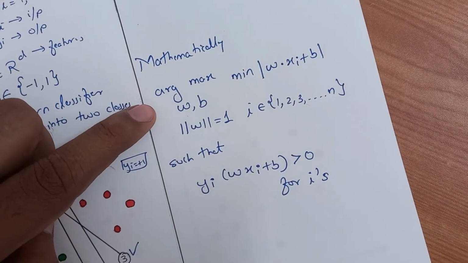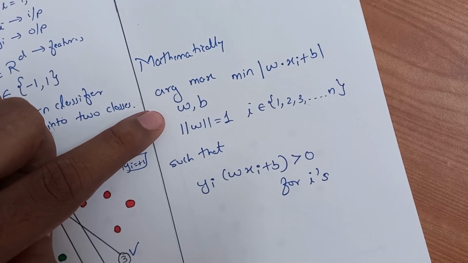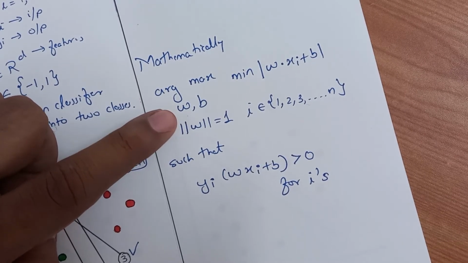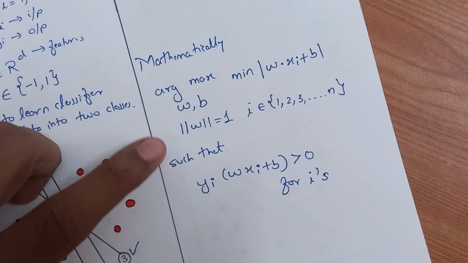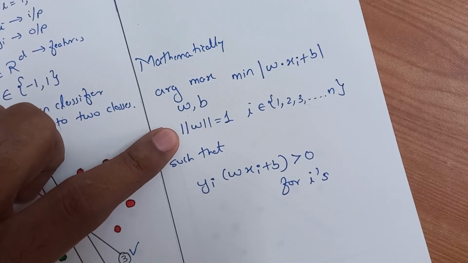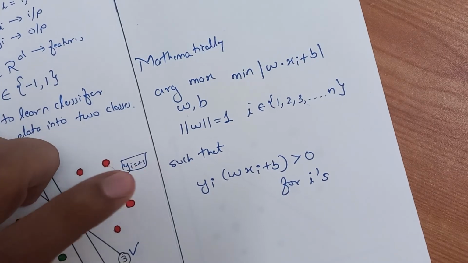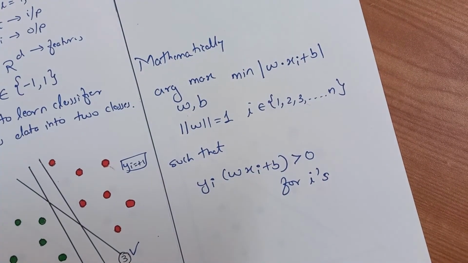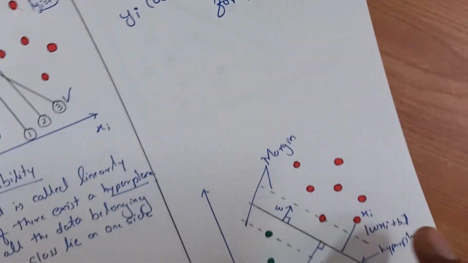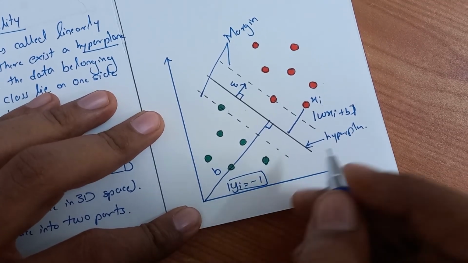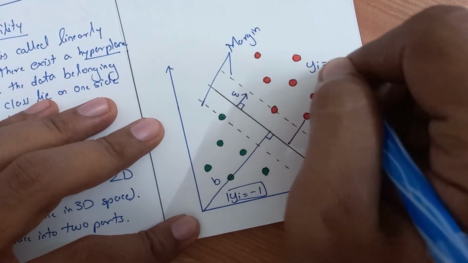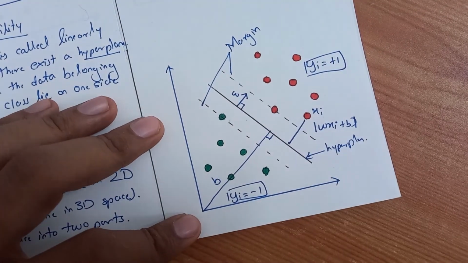Again I repeat, in a mathematical way, we have to come up with the W and B values: W is a vector orthogonal to the hyperplane, and B is the distance of the hyperplane to the origin. We have to minimize the distance of every particular point. We initialize the W magnitude equal to 1, acting as a unit vector here, such that the constraint, the rule, is that yi into W into xi plus B is always greater than 0, in both the cases, whether yi is in the negative class or yi is in the positive class.